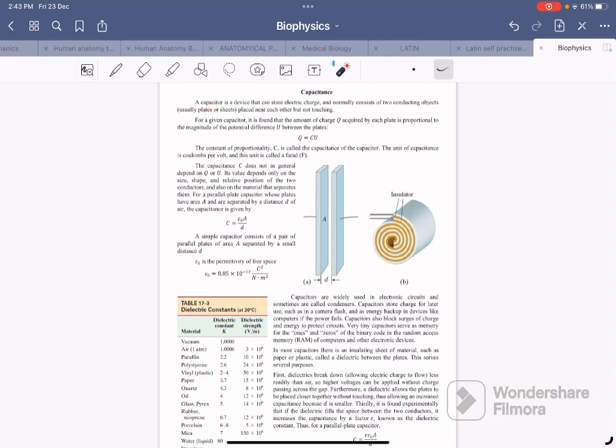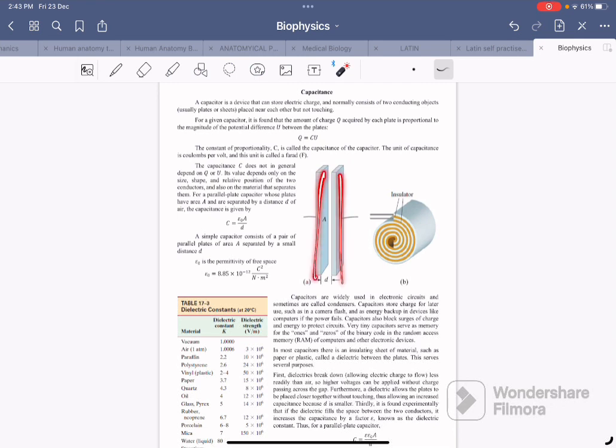The capacitor is a device that can store electric charge. It can store charge and normally consists of two conducting objects, usually plates or sheets, placed near each other but not touching. For a given capacitor, it is found that the amount of charge Q acquired by its plates is proportional to the magnitude of the potential difference V between the plates.